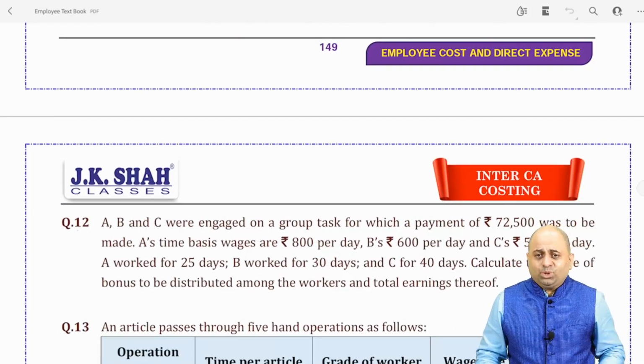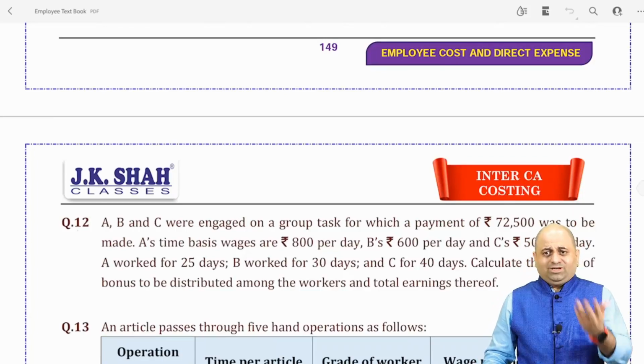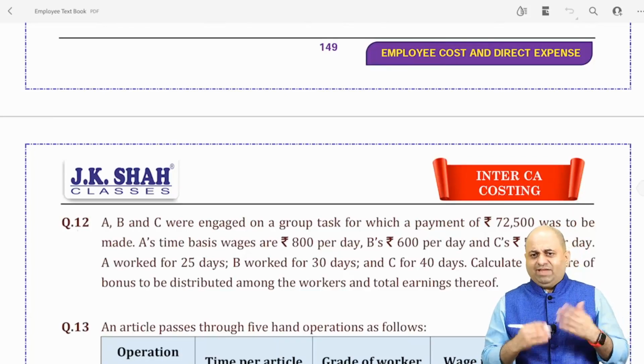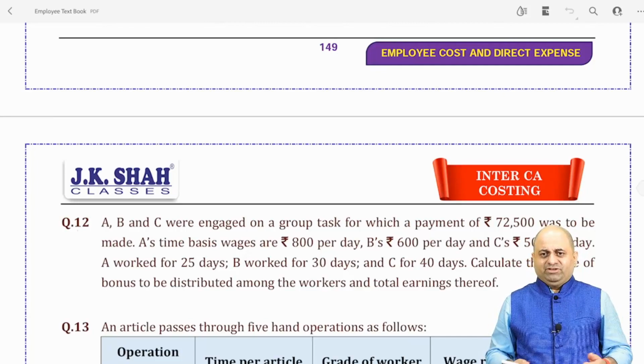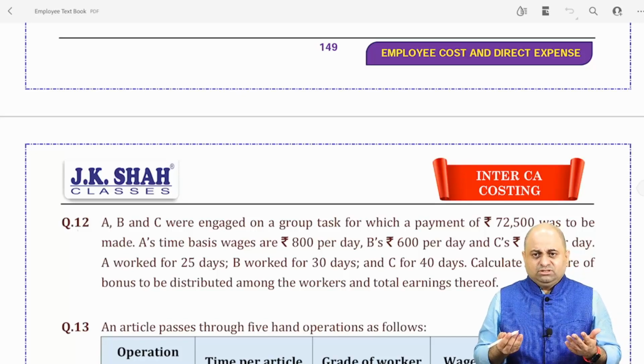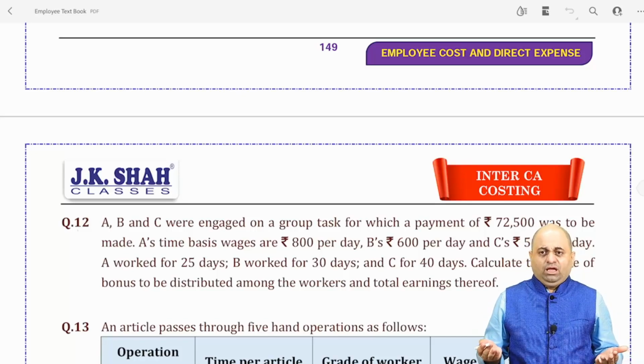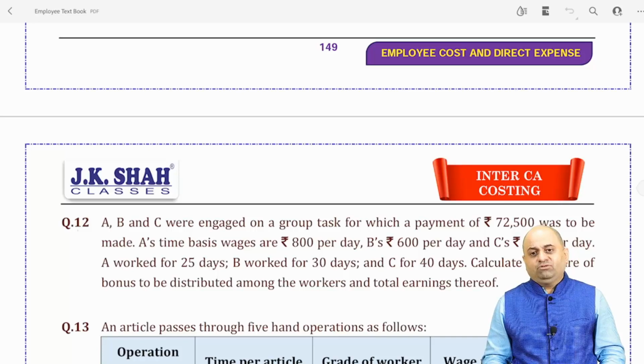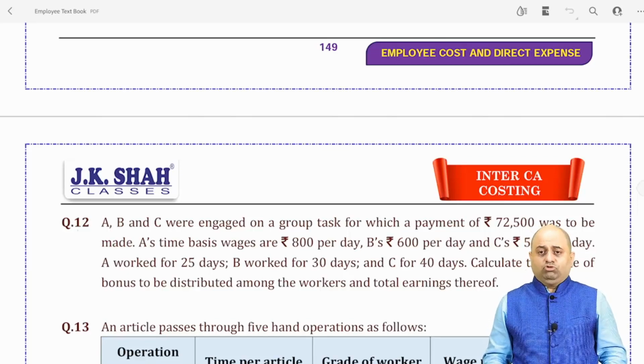And what was there in question number 12? I mean, there was nothing to do. Total wages are given, we are given day wages, that we calculate, so that becomes basic wages. The difference will become bonus. We are not given any ratio, so we decide to divide it in basic wages. There is nothing more to say. That was the whole problem.